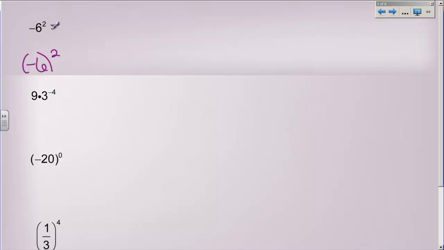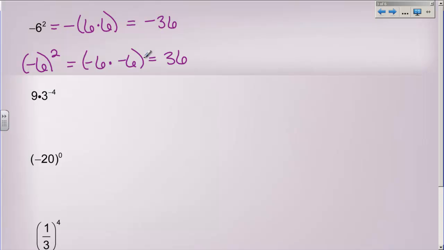This right here means I want to do negative 6 squared. So I want to do 6 times 6 and then take the opposite of that. Well, 6 times 6 is 36. The opposite of that is negative 36. If I put the negative in parentheses, then I am saying I want to do negative 6 times negative 6, which becomes a positive because I'm multiplying two negatives together. These don't mean the same thing. Make sure you keep up with that. It will be important later. But for now, this one equals negative 36.